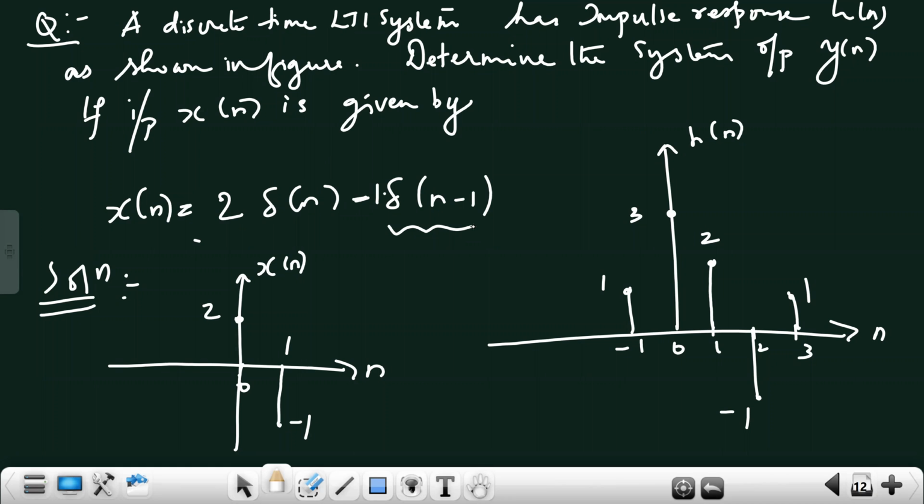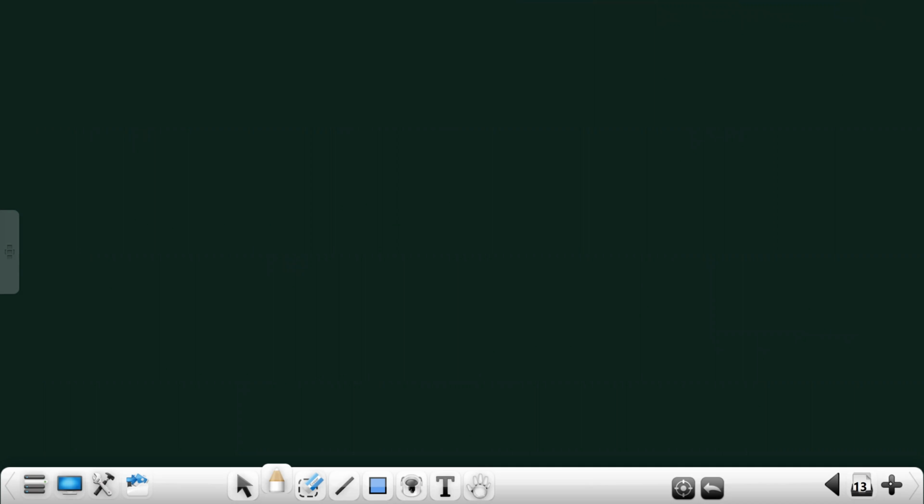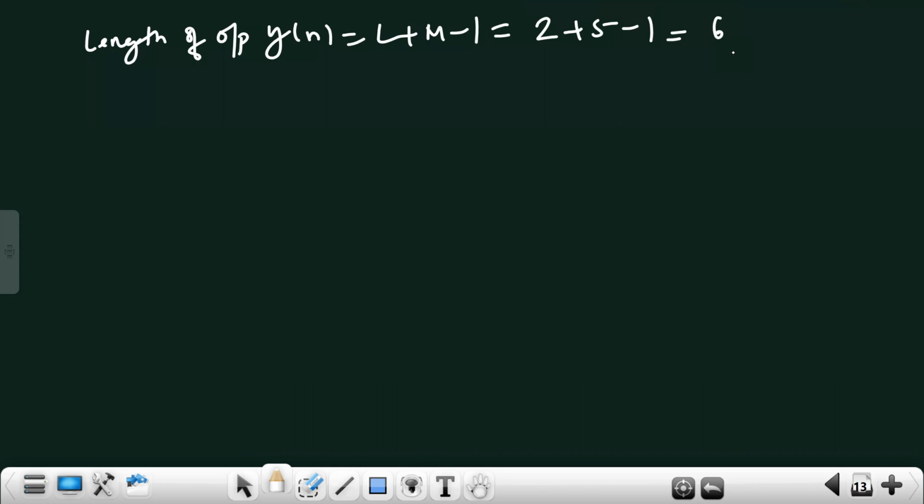So as of now, you have x of n and h of n with you. Now tell me what is L and M. Sir, L is 2, M is 5. How did you get this? L is the length of x of n. You have only 2 samples now. This is one sample, this is the second sample. Only 2 samples in x of n, therefore L you have taken as 2. While observing h of n, you have 5 samples from -1 to 3: -1, 0, 1, 2, 3. Totally you have 5 samples. So you put M equal to 5. So the length of output y of n should be L plus M minus 1. That is 2 plus 5 minus 1, 6. Correct?